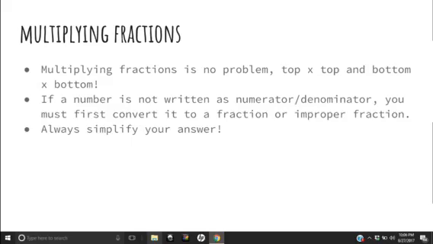Fractions are, of course, rational numbers. So when you go to multiply fractions, you can sing this song in your head. Multiplying fractions is no problem. Top times top and bottom times bottom. You'll see me do that in just a minute.